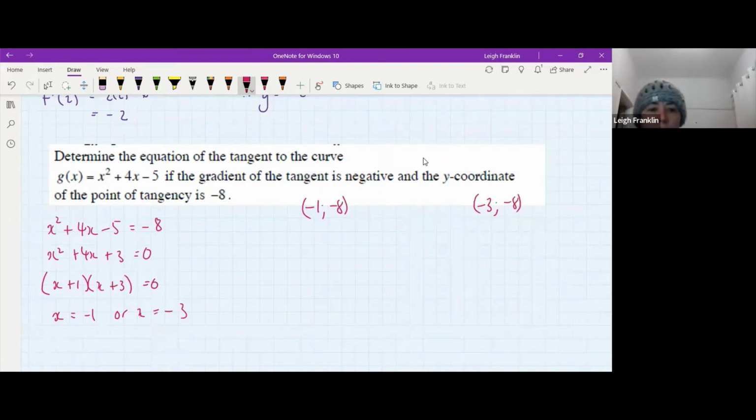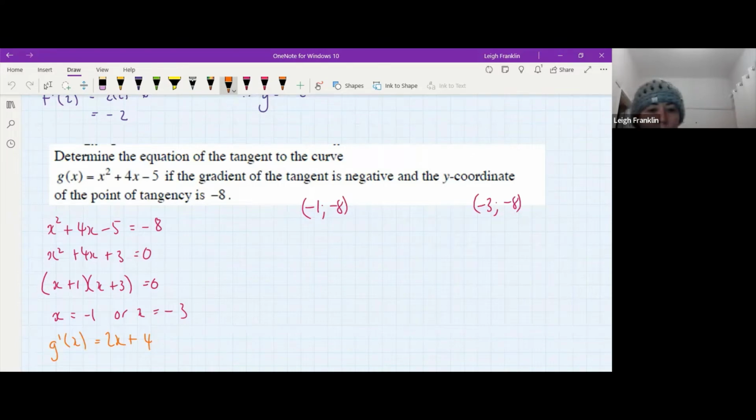Okay, so now the gradient of the tangent needs to be negative. That means that m needs to be negative. So let's take our derivative, and then we can test to see which one of these x values gives us a negative, or maybe they both do, and then we have to accept two answers. Okay, so g prime x is 2x plus 4.